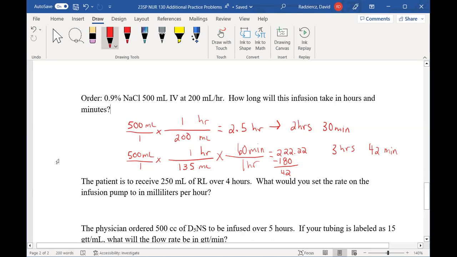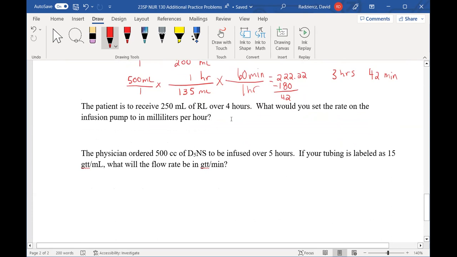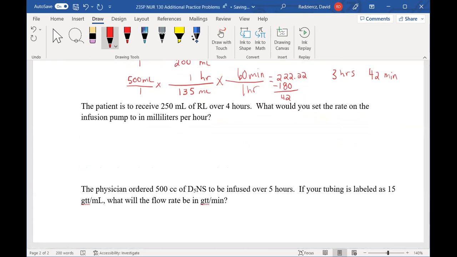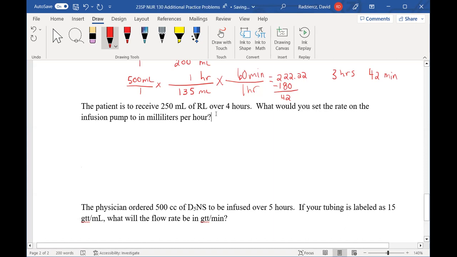All right. Let's go on to the next one. Now that I aggravated you with that one. So this says patient's going to receive 250 milliliters of Ringer's lactate over 4 hours. What would we set the rate on the infusion pump to? So again, if you're at North, South, or Boyce, it may not tell you milliliters per hour. You need to know that based off of the context. And what's the context? It doesn't say anything about drop tubing, drop rate, microtubing. None of that's listed there. So you have to assume that you're doing milliliters per hour.